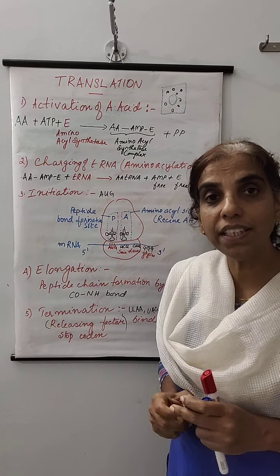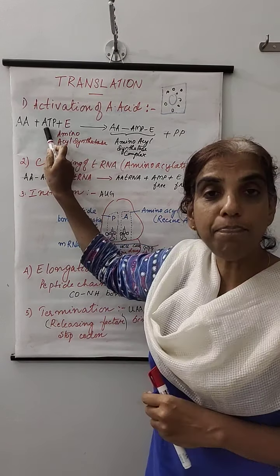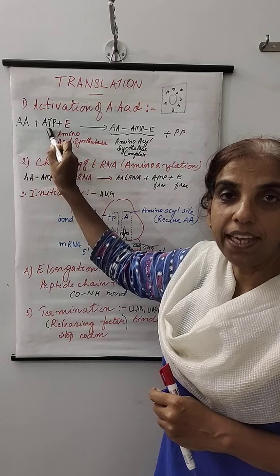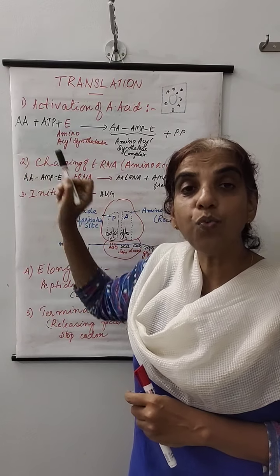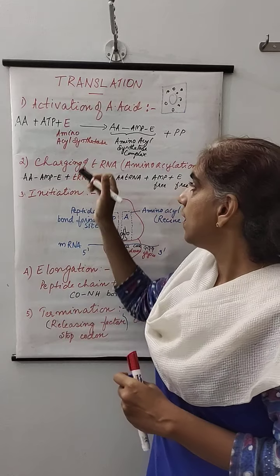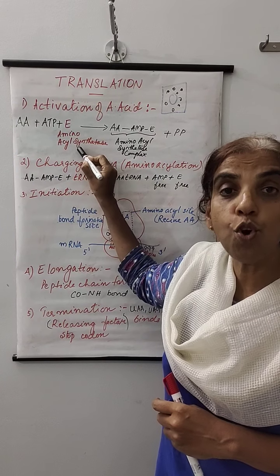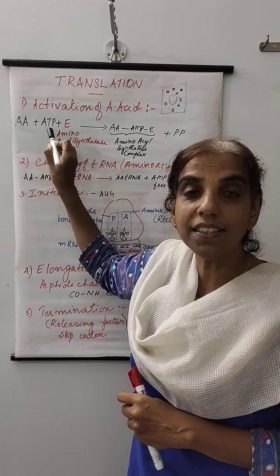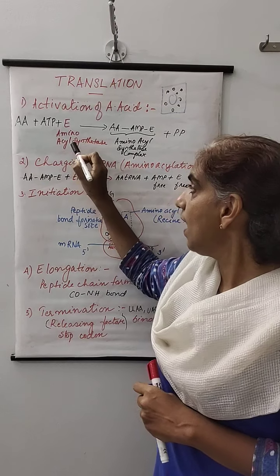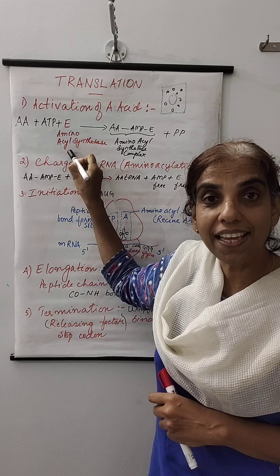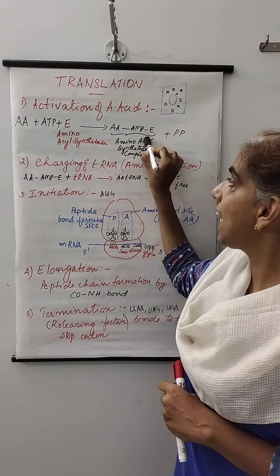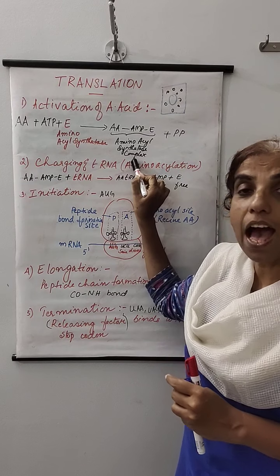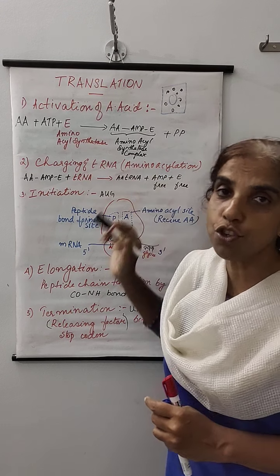And how can we activate these amino acids? The ATP source is ready in the cytoplasm. So when ATP combines with the amino acid, we require a special enzyme. The name of the enzyme is aminoacyl synthetase enzyme. So when the amino acid combines with ATP and with aminoacyl synthetase enzyme, we get a complex of all the three. So this complex is the aminoacyl synthetase complex.